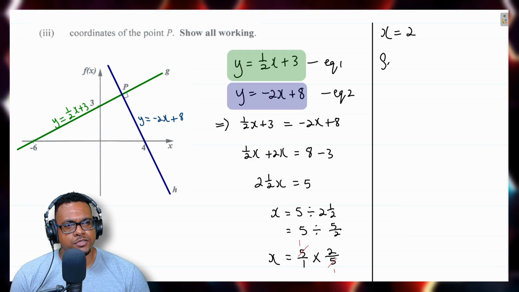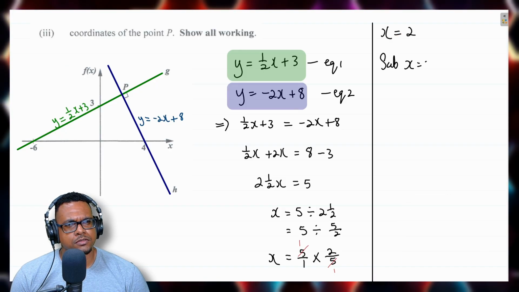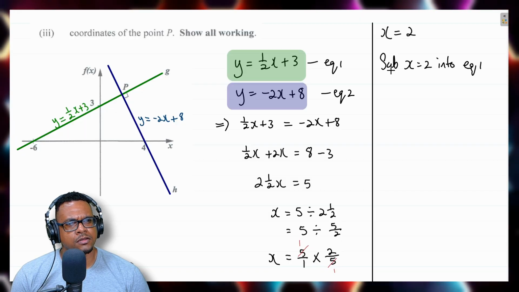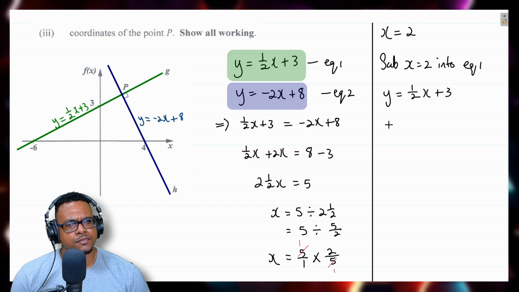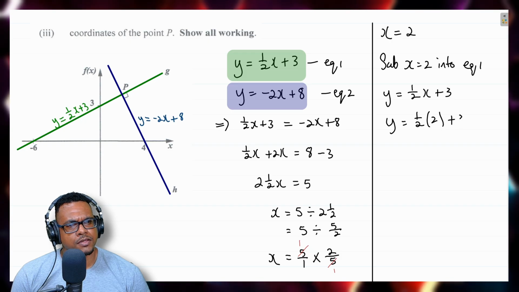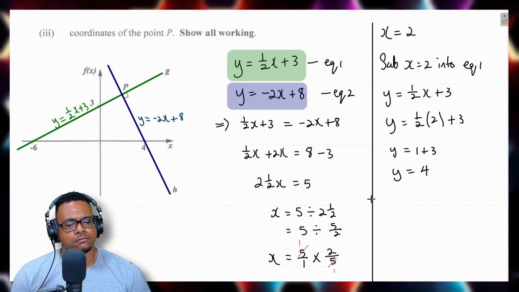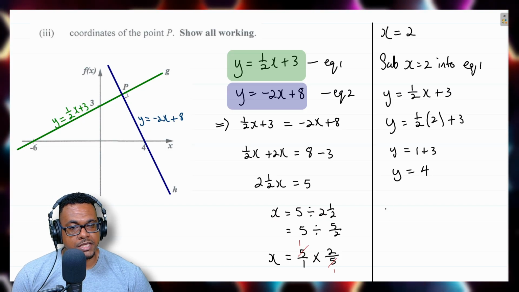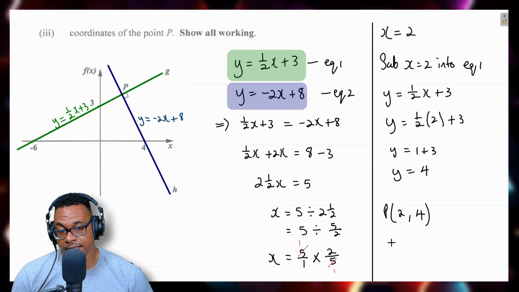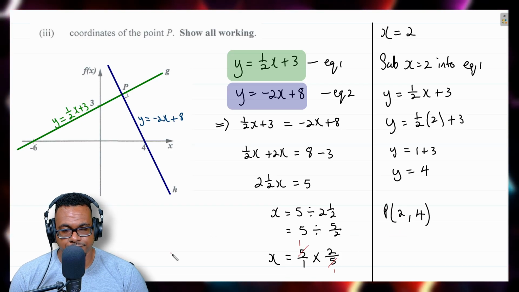So I'll just substitute x is equal to 2 into, and let's use equation 1. So we have y is equal to a half x plus 3. So y is equal to a half times x, and x is 2. And we know a half of 2 is 1. So y is equal to 4. So that means the coordinates of P will just be 2 on the x and 4 on the y. And that would be your answer.